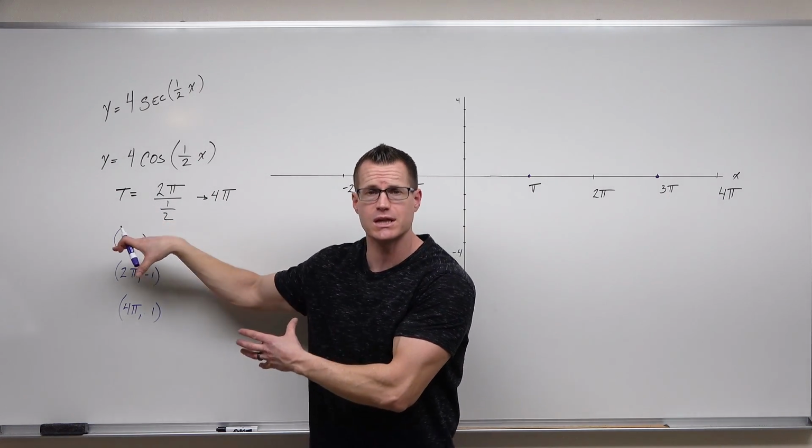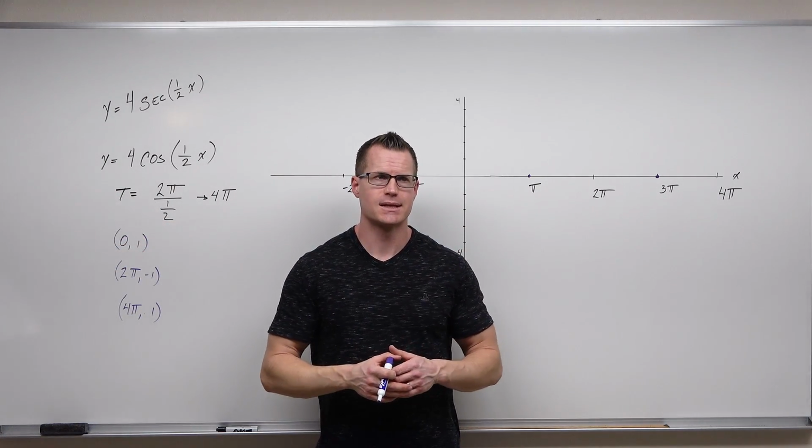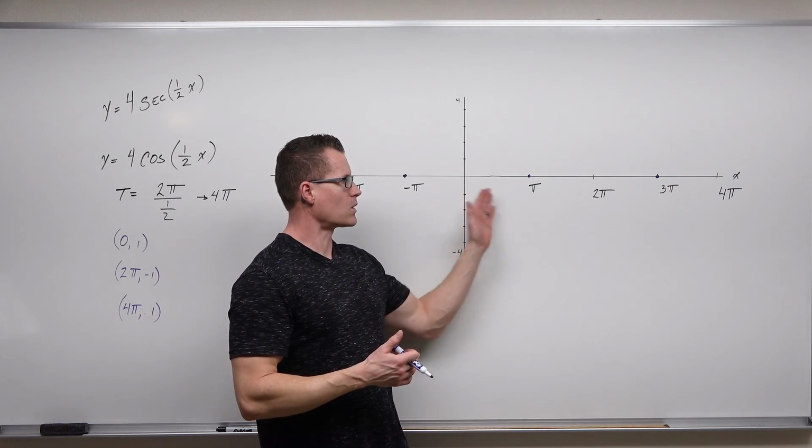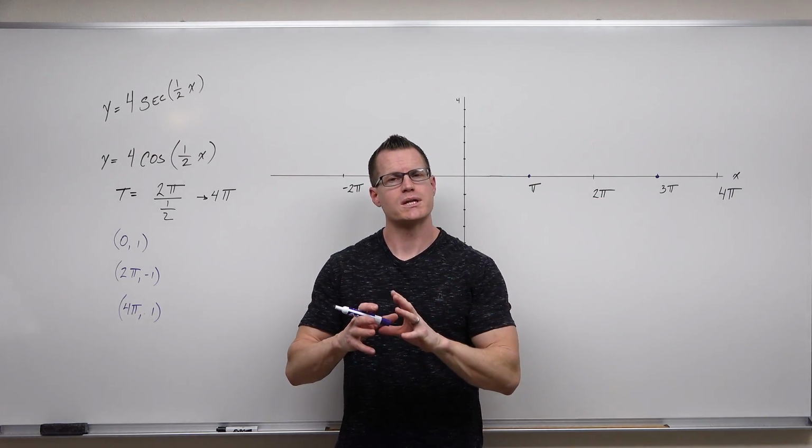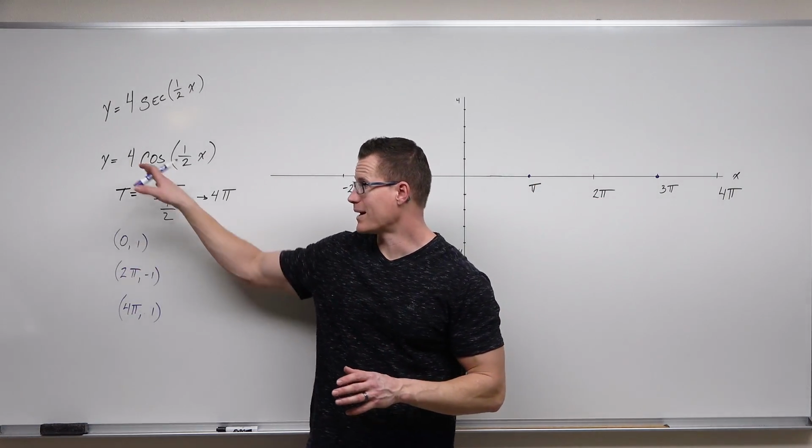Now, because we have this factor, that 4, we're going to affect our key points, but I hope that you're seeing what it's based on. All cosine says is, take your start, your middle, and your end. Those are your key points. Now multiply 1 and -1 by that 4.